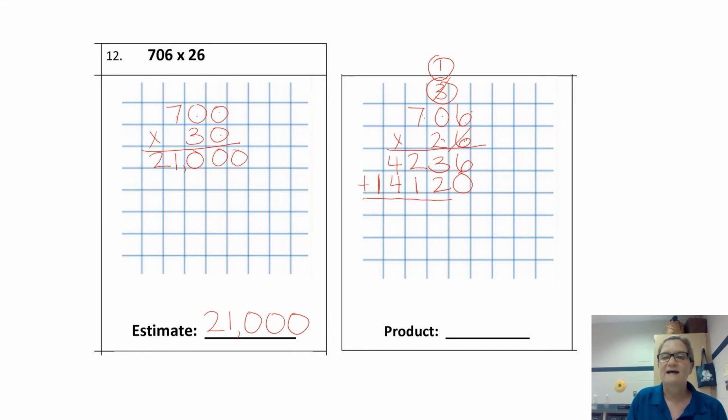We're going to add. 6 plus 0 is 6. 3 plus 2 is 5. 2 plus 1 is 3. 4 plus 4 is 8. Nothing plus 1 is 1. Now we count over 3 spaces for our comma, and we have 18,356.